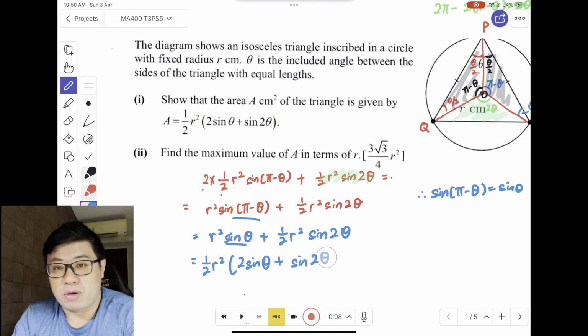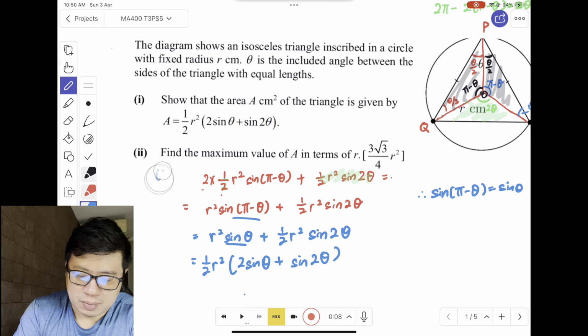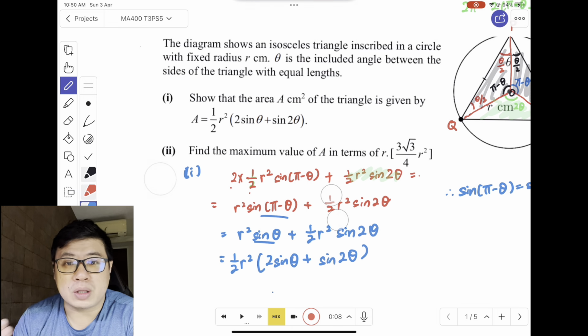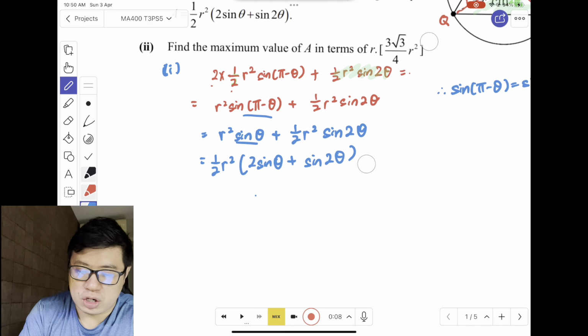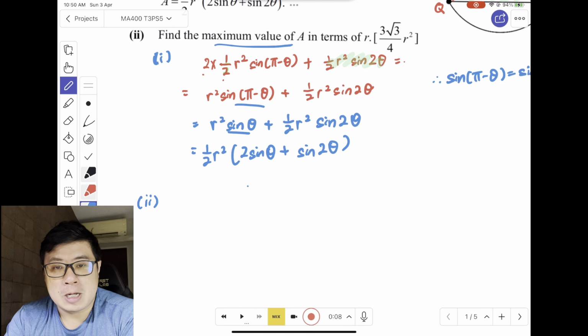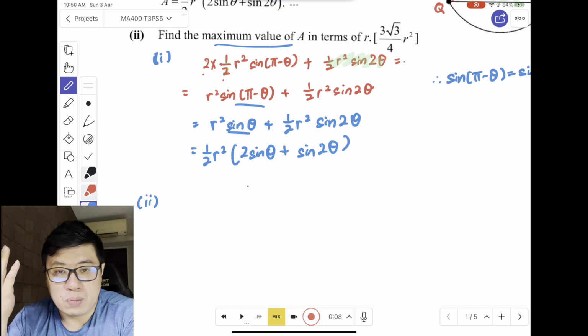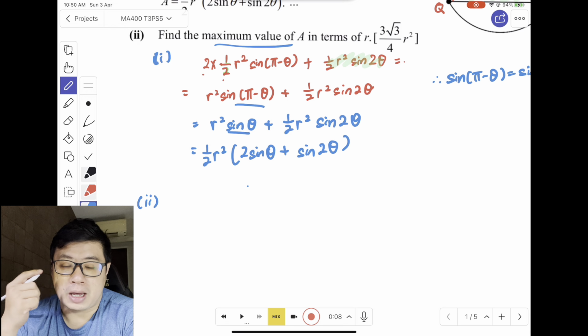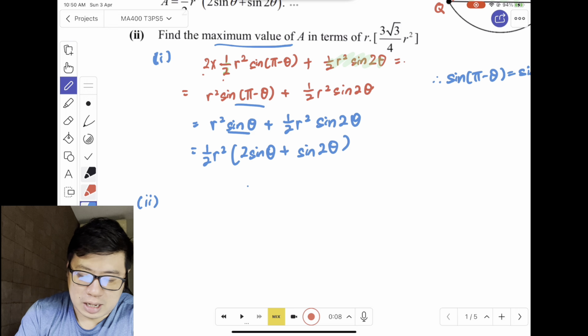Yay! And we are done with part 1. So part 2 is really not too difficult, because part 2 is just to calculate and do the differentiation, which we all love, right? So we want to find the maximum value of A. That means that, again, we need A as a function in terms of one variable. And here it's very obvious that this is the A here.